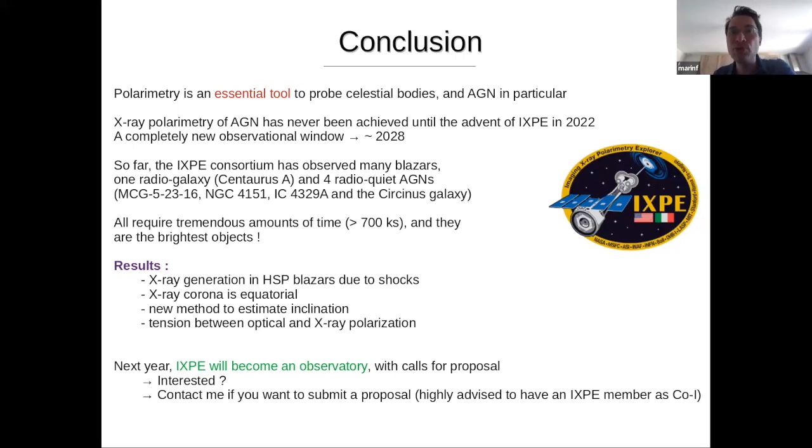You will be able to use it to make proposals. So if you are interested in this kind of science, for AGNs, but also for X-ray binaries, supernova remnants, or any high energy sources bright enough, contact me. It is better to have a member of the IXPE consortium as a co-I, and I can direct you to the correct person for your respective field of research. Until then, I thank you a lot for your attention. I will be very happy to answer your questions.